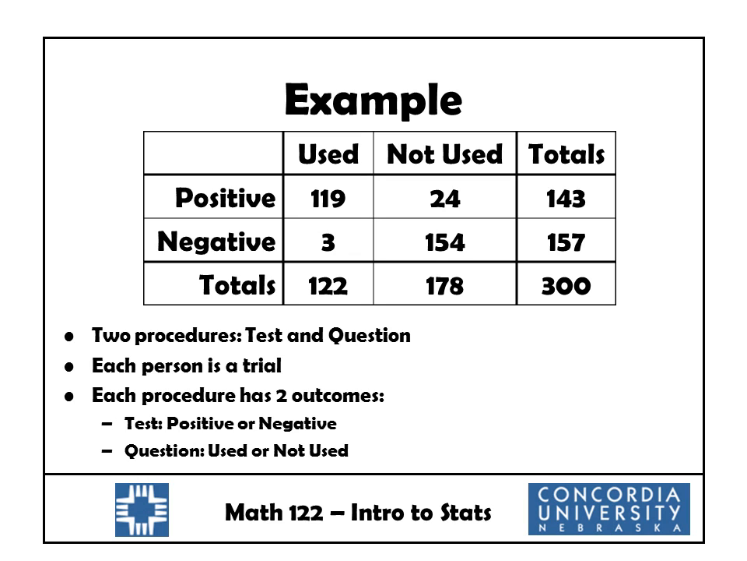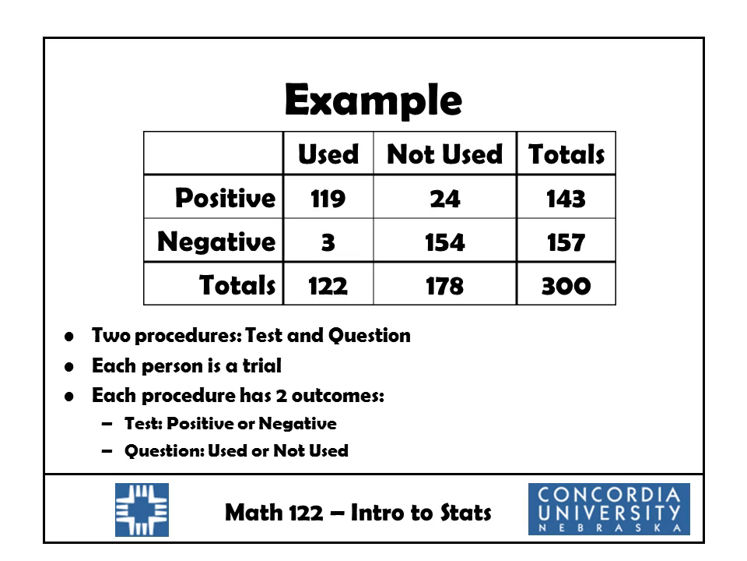Looking through the center of the table, we see that 119 people tested positive and used, 24 tested positive but have not used, 3 tested negative but have used, and 154 tested negative and have not used.